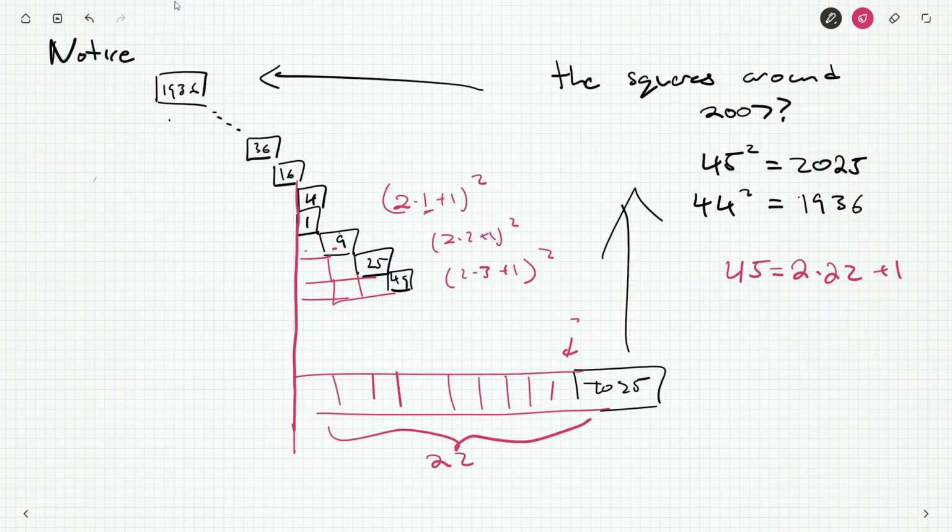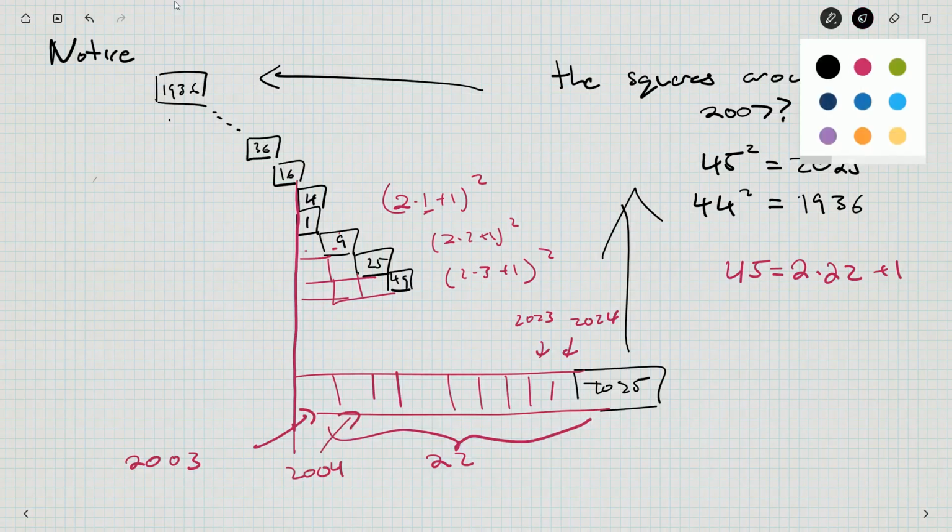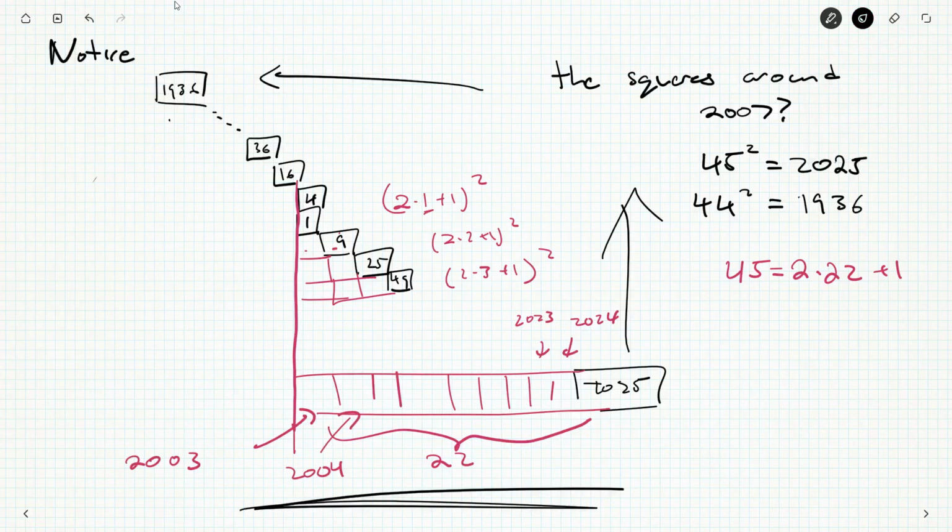So that would mean 2024 is here, then 2023, all the way down to this last one here, which will be 2003. Right? And before it is 2004, and we can actually figure out where 2007 is. And 2007 is definitely on this south-facing wall. 2005, 2006, and then we get 2007 in here. Okay, so 2007 is definitely on the south-facing wall.